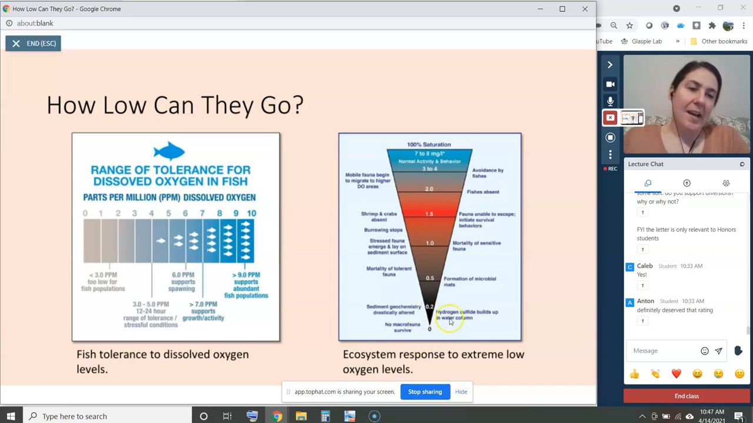0 is known as anoxia. There's no oxygen there. The rest of this, from 0 to 4, is known as hypoxia.